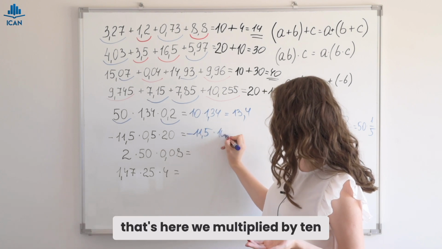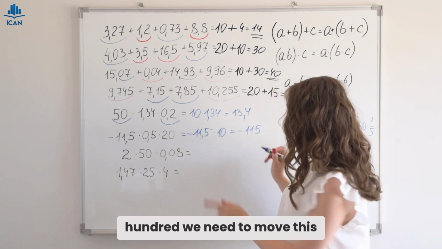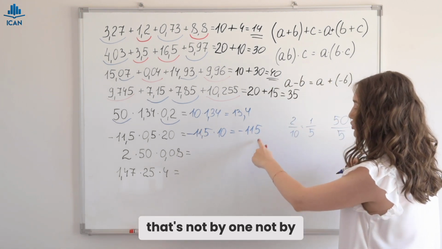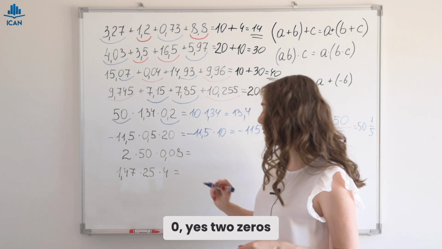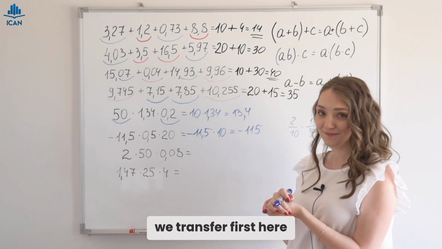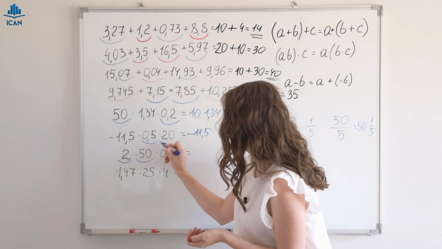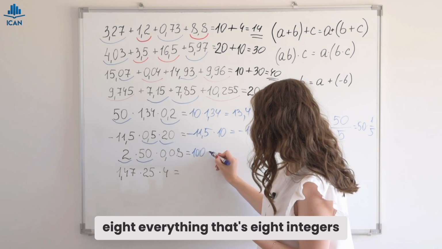Here we multiplied by 10. Here we will multiply by 100. We need to move this comma not by 1 digit, but by 2, because there are 2 zeros. We transfer first here 0.8, as if there was left. And then here, it turned out to be just 8 everything. That's 8 integers. That's it.